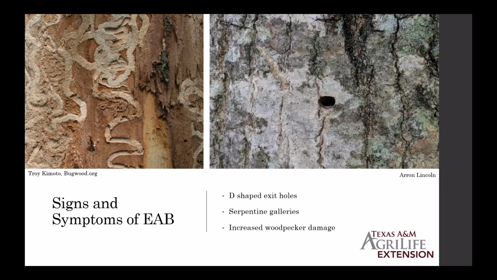Other symptoms include the bark splitting apart or the presence of serpentine, snake-like galleries. You may also notice increased woodpecker activity. However, this should not be the only symptom to assume an emerald ash borer infestation.